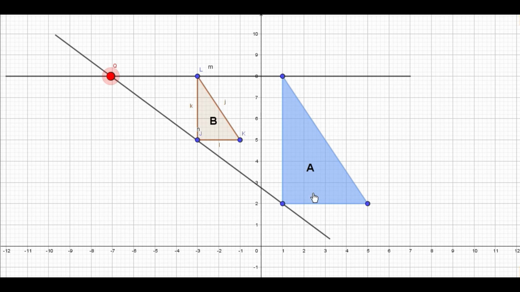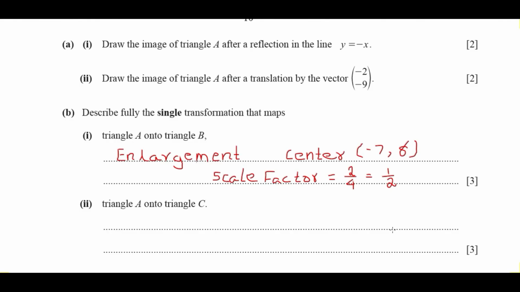I hope you understood. After finding the center and the scale factor, you have to write your answer in this way. We have already identified A onto B is an enlargement. We have written here enlargement. Then if it is an enlargement, there will be a center. The center of enlargement is (-7, 8). We got it from the graph.